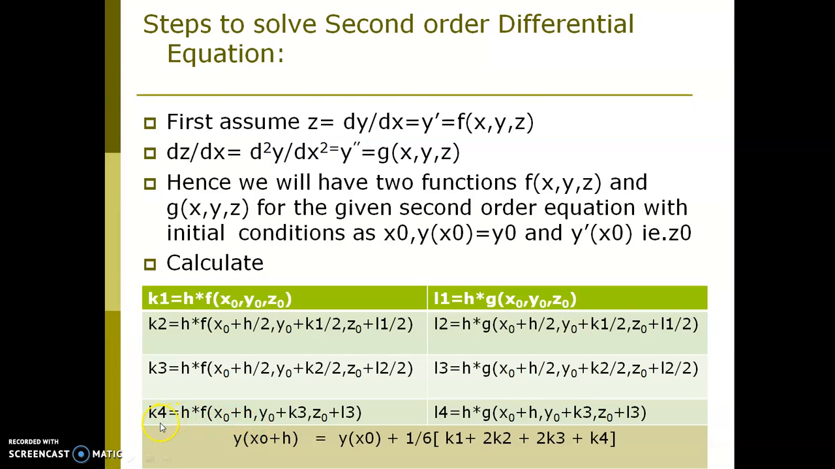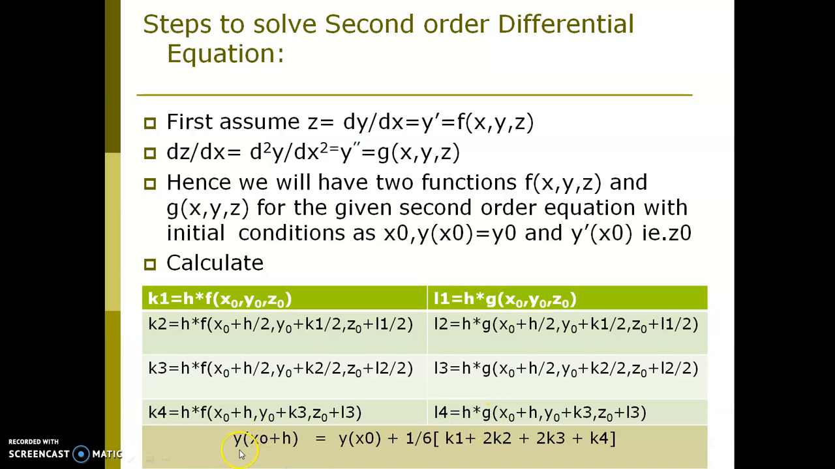On the same lines, the last point k4 will be the final function value to be evaluated at the point x0 plus h. Now it is not divided by 2; the earlier was the midpoint and this is the final data point at which we are asked to evaluate the function. So it will be x0 plus h, y0 plus k3, you don't need to divide by 2 anymore, z0 plus L3, whatever we have calculated, and then we can also calculate L4 as the last value.